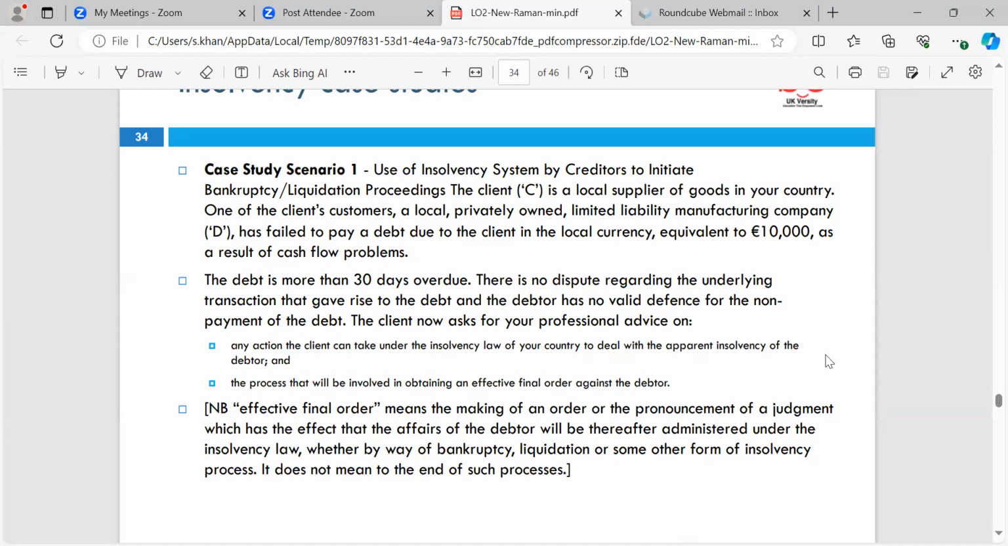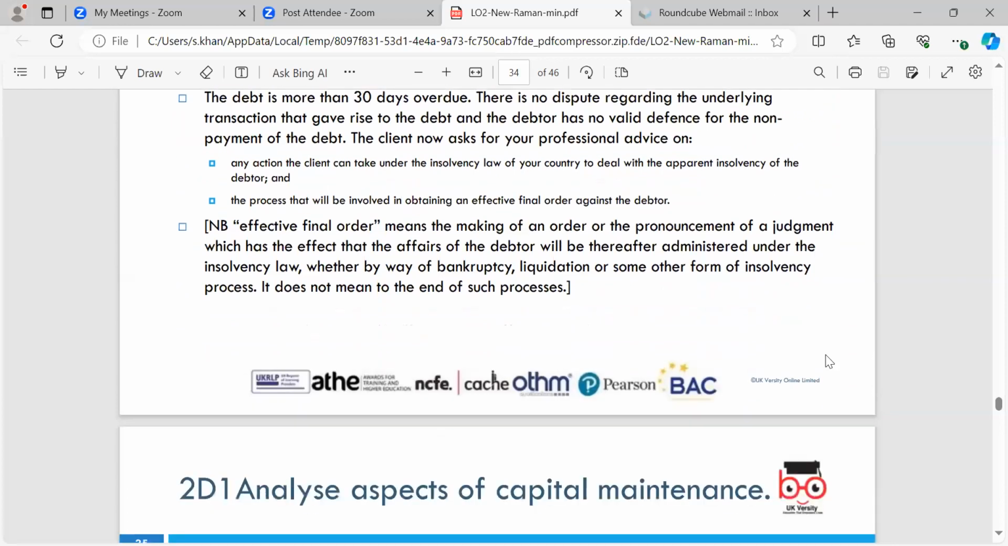The client now asks for professional advice on any action the client can take under the insolvency law of the country to deal with the apparent insolvency of the debtor, and the process that will be involved in obtaining an effective final order against the debtor. The effect is that the affairs of the debtor will be administered under the Insolvency Act, whether by way of bankruptcy, liquidation, or some other form of insolvency process. It does not mean the end of such processes.